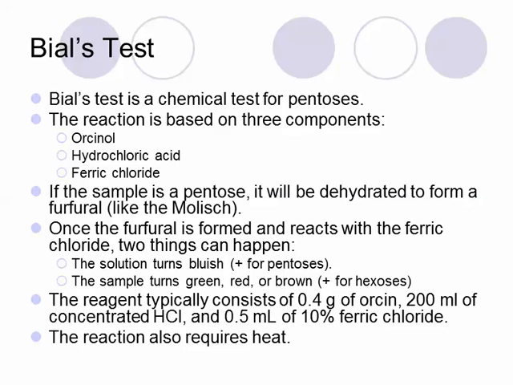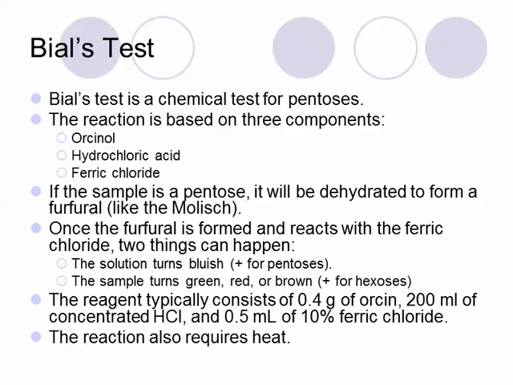The next test that we can talk about is something called the Bial's test, and the Bial's test is very specific. It looks for pentoses, so it's looking for 5 carbon sugars. So this is a way that we can determine if we do have a sugar. Do we have a 5 carbon sugar? Well, we can use Bial's test to tell us yes or no. Yes, you have a 5 carbon sugar, or no, you don't have a 5 carbon sugar.